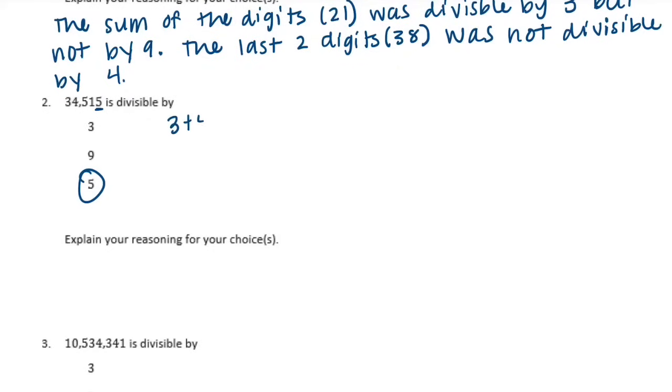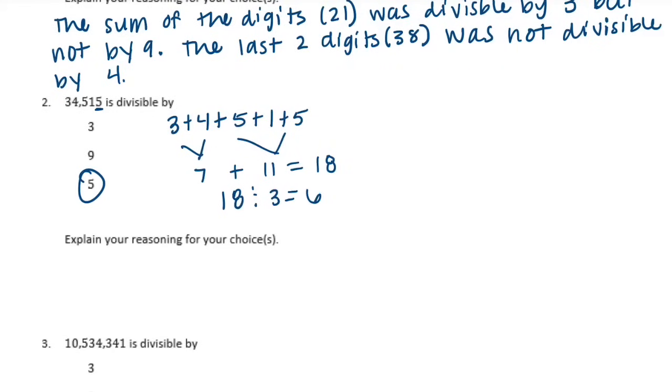So 3 plus 4 plus 5 plus 1 plus 5. So this is equal to 11. And that's 3 plus 4 is 7. So 7 plus 11 is 18. So we can do 18 divided by 3 is 6, and 18 divided by 9 is 2. So it's divisible by 9 and 3 and 5.